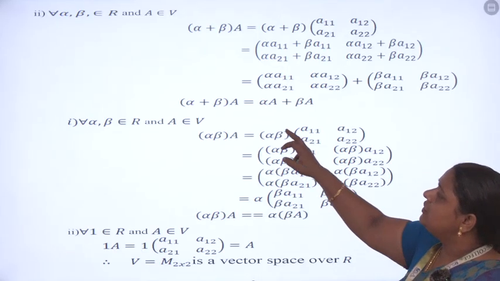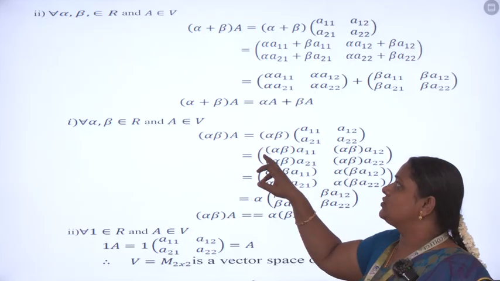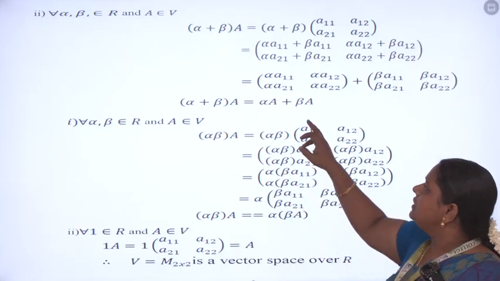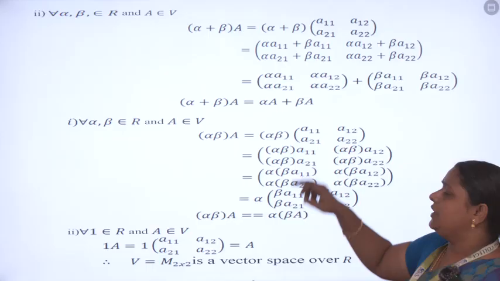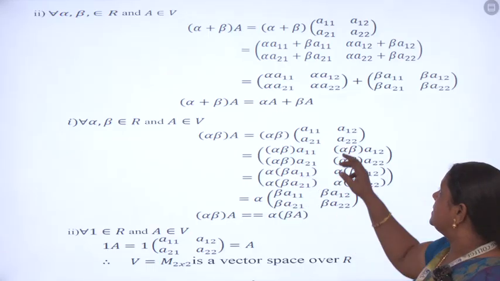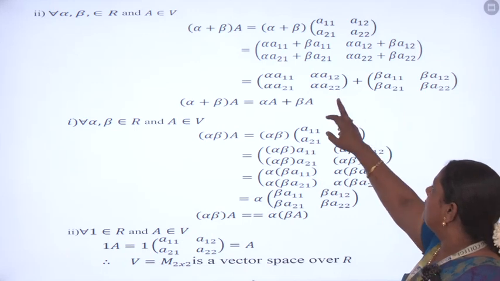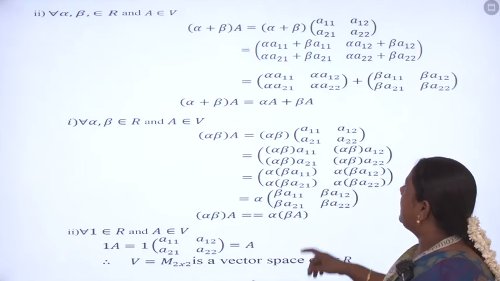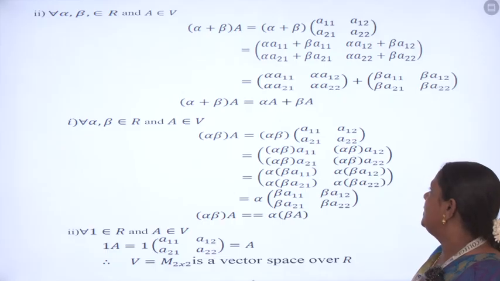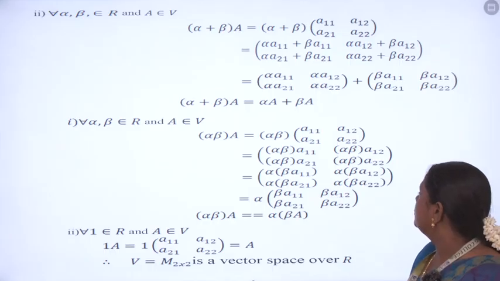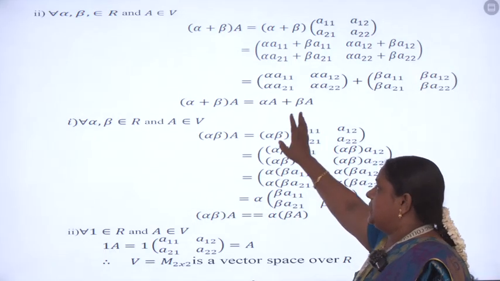Then the next condition: for all alpha, beta belongs to R and A belongs to B, consider (alpha plus beta) into A is equal to alpha plus beta, where A matrix is A11, A12, A21, A22. Then multiply with these terms and get alpha into A11 plus beta into A11, alpha into A12 plus beta into A12, alpha A21 plus beta A21, alpha A22 plus beta A22. Then we'll get alpha A plus beta A.